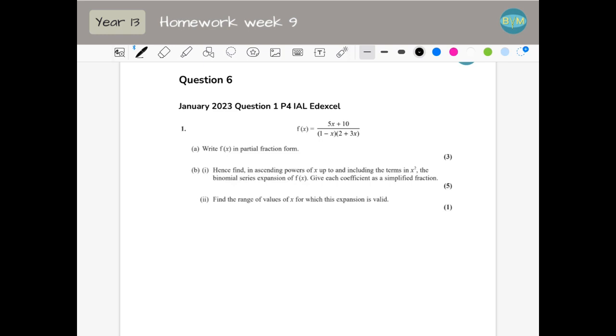Hello, this is question 6. So you have an algebraic fraction and you have to write it in partial fractions. So let's do that first.